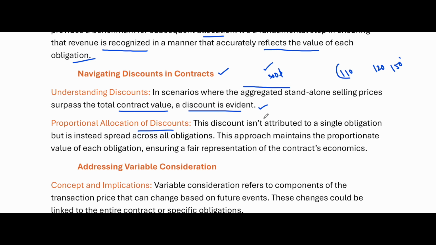This discount isn't attributed to a single obligation, because the overall discount you are getting is approximately 380 and you are taking only 300. So 80 is the discount you are going to attribute across the obligations. The approach maintains the proportionate value of each obligation, ensuring a fair representation, because you need to provide your books of accounts at true and fair values, ensuring a fair representation of the contract's economics.